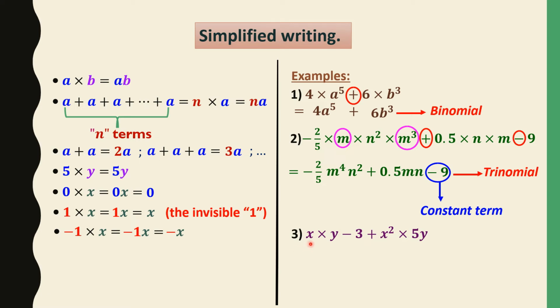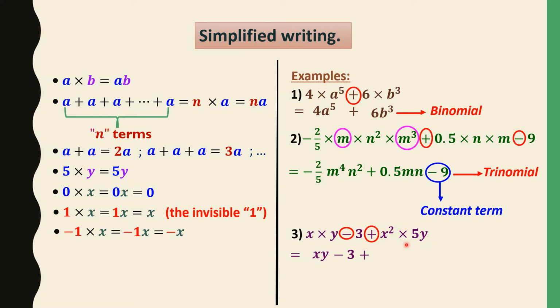Example 3, x times y minus 3 plus x squared times 5y. Here also we have the signs minus and plus, so they separate three terms. So here we have three terms. First, let's start with the first term, x times y. We can write it in the form xy. We copy the minus 3 plus and x squared times 5y.